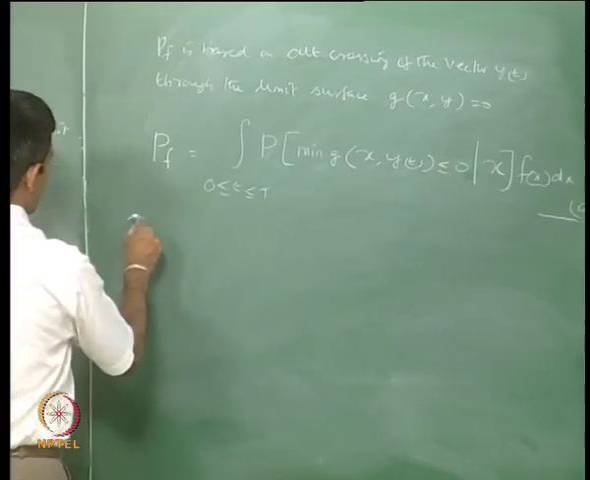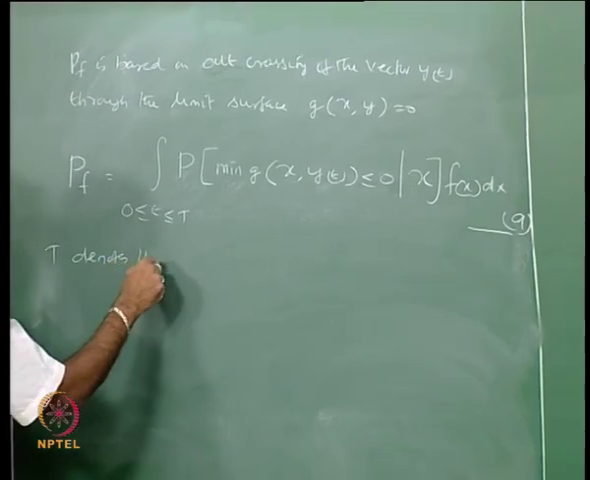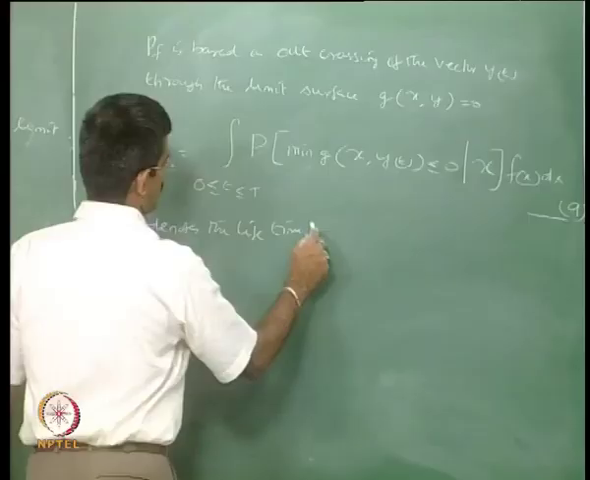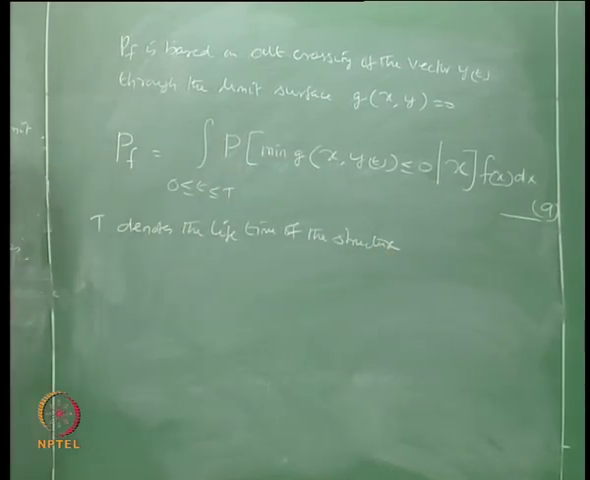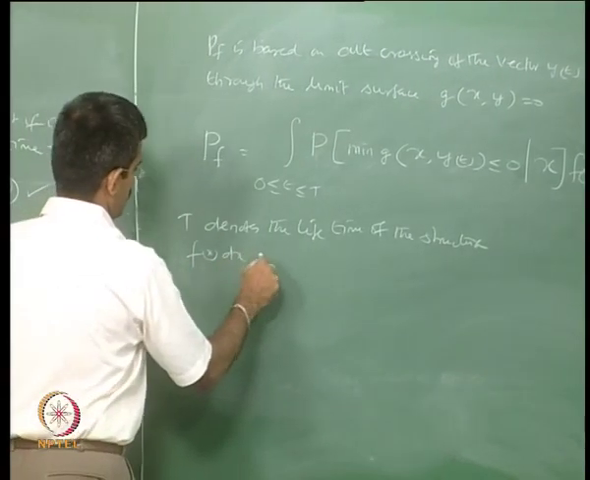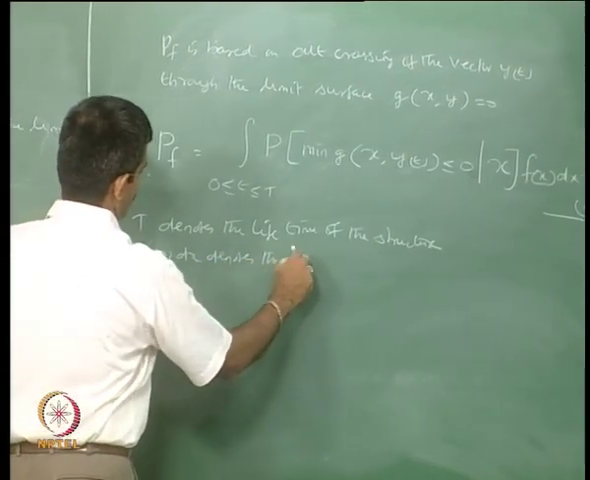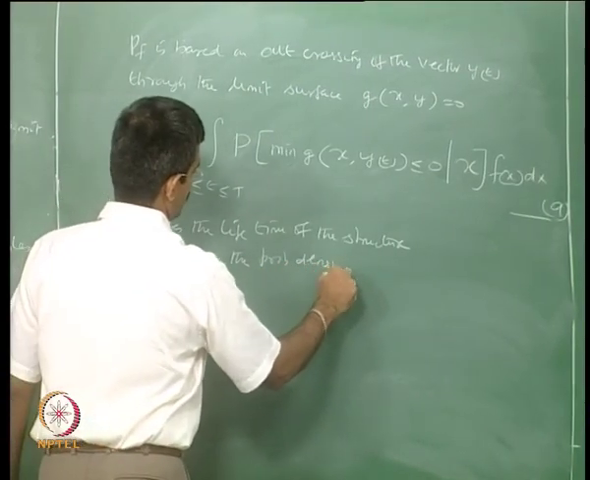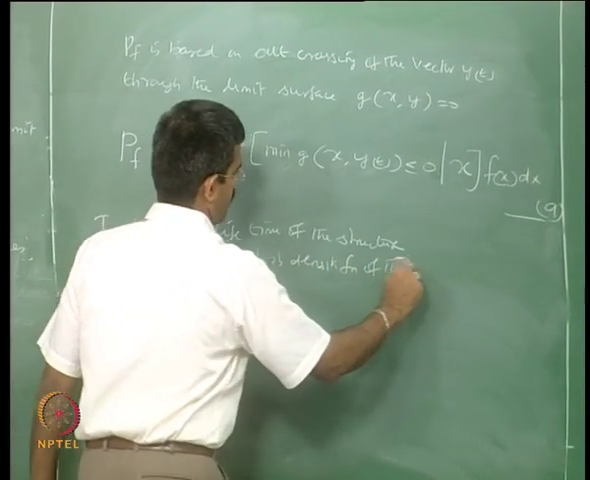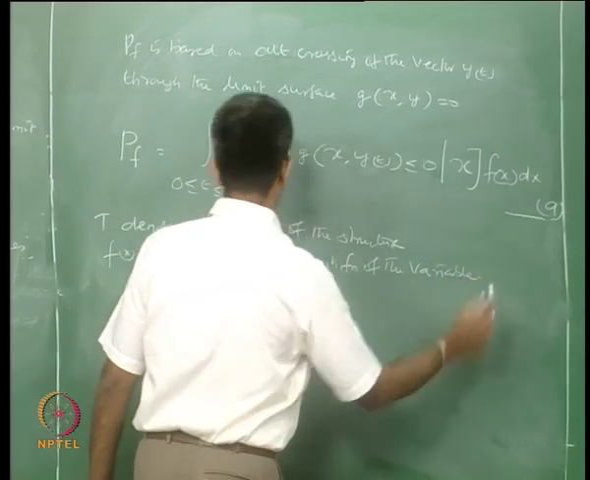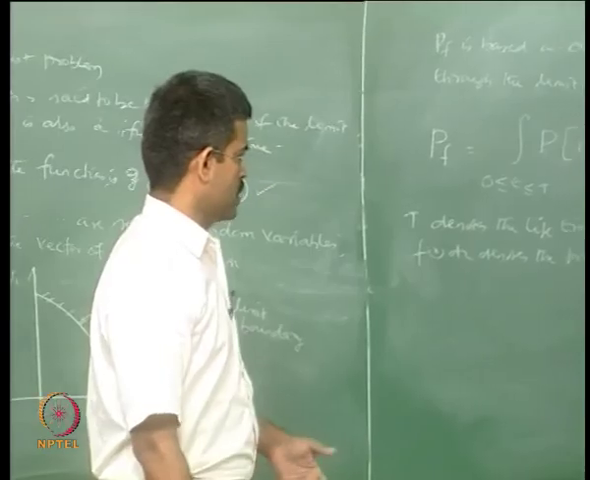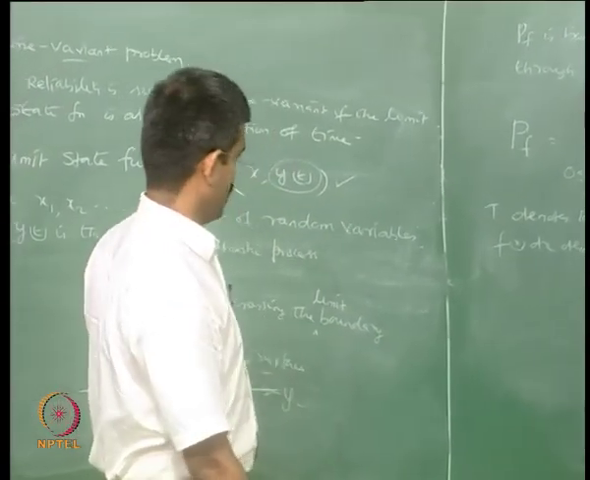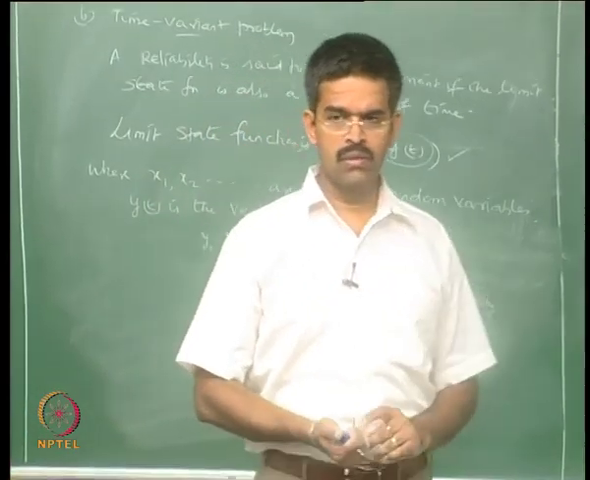Here in this expression capital T denotes the lifetime of the structure. And of course f of x dx denotes the probability density function of the variable. We stop here, we will discuss this in the next class as an extension of the time variant problem. Any questions? Thanks.